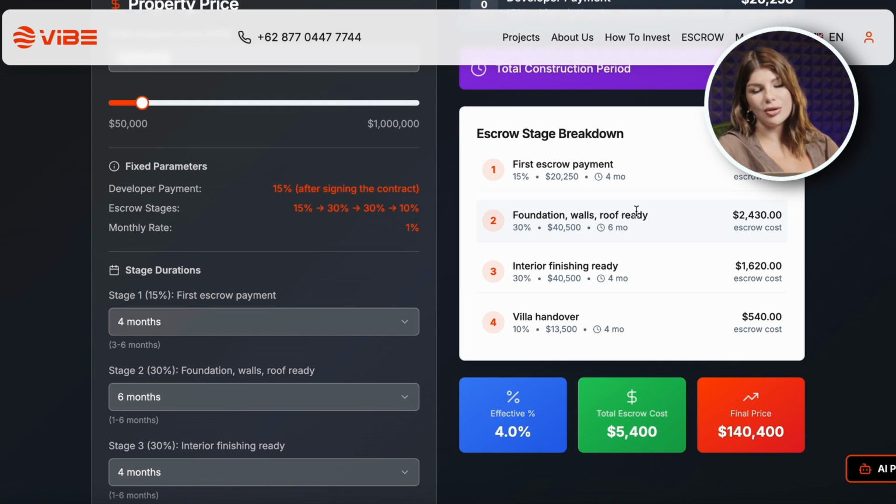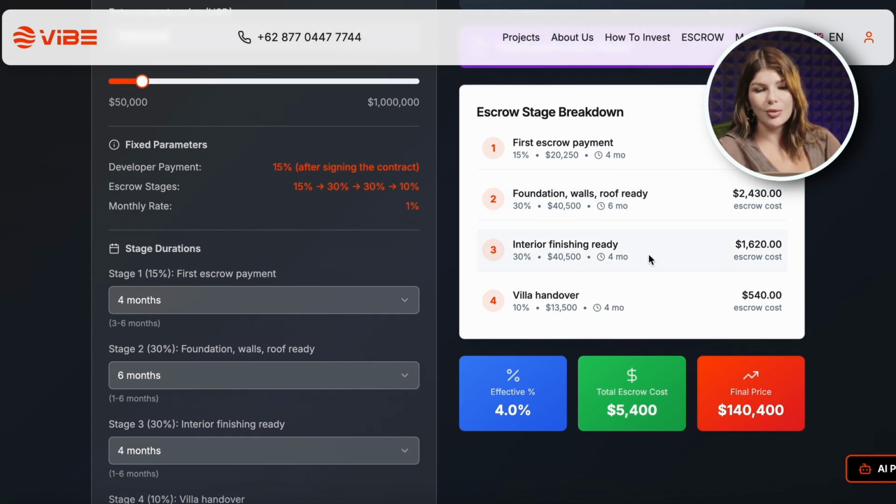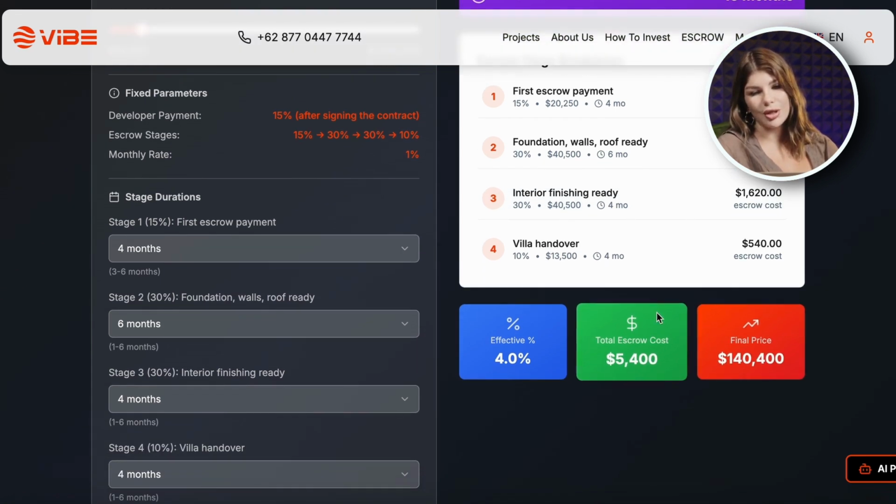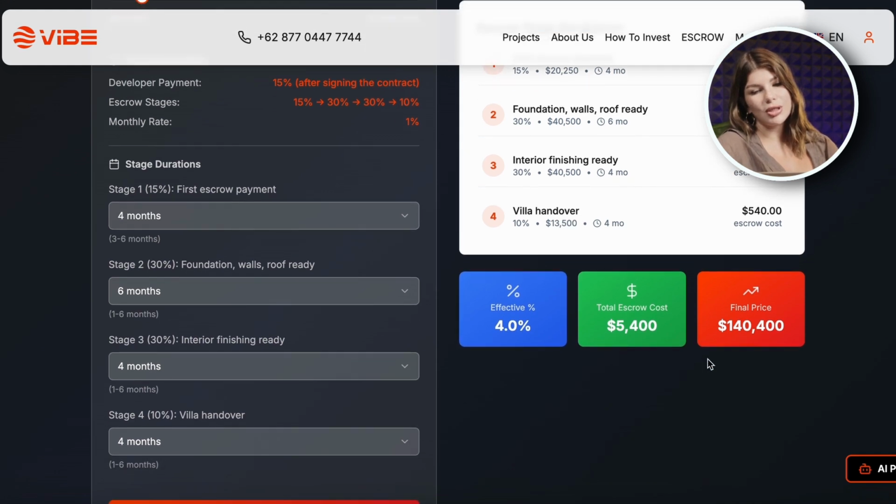Next, the following payment is made, and here we have the longest and most expensive stage of construction. So, on these $40,500, a fee of $2,430 is charged for a 6-month period, and then we move on to the next stage. Now the amount will be $1,620, and in total, the cost of servicing the escrow account for this transaction comes to $5,400, which is 4%, and the total amount of the transaction is $140,400.